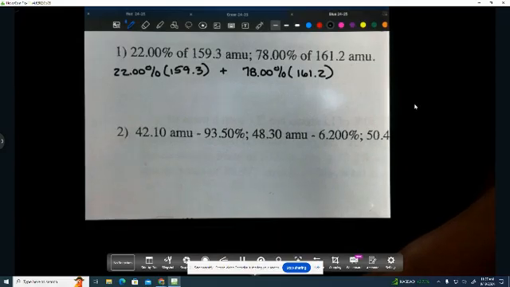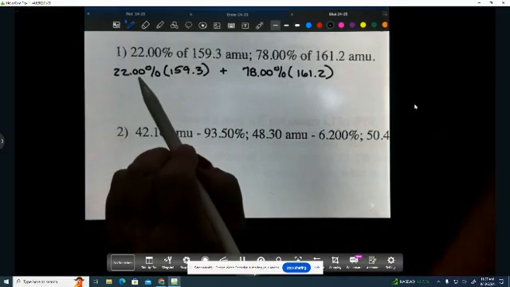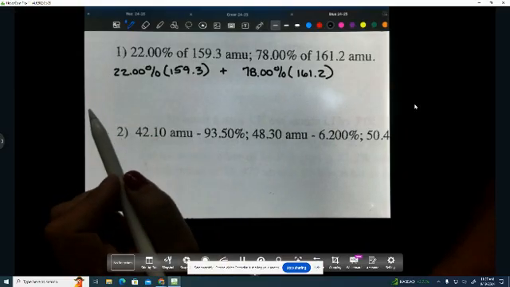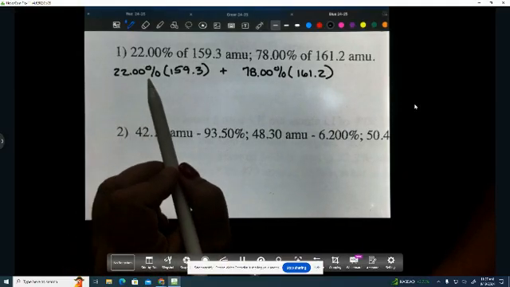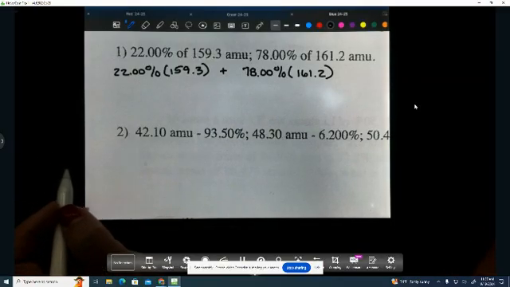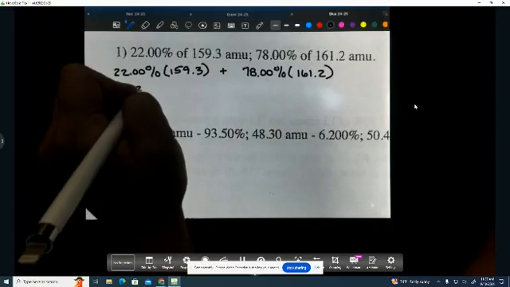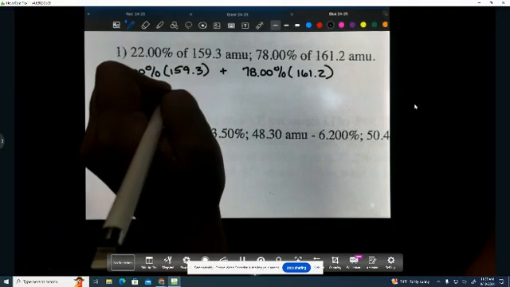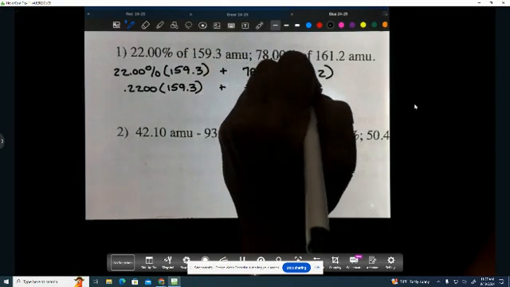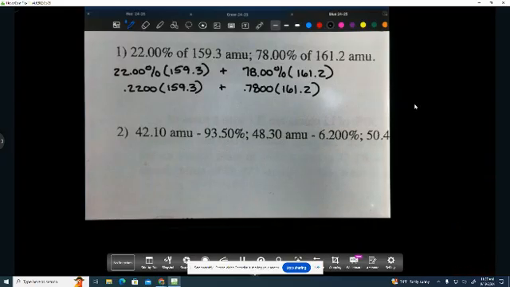Now when we actually have to do the math, we've got to change these percents to a decimal. So if we do 22%, we're going to move the decimal 2 places to the left. We're going to end up with 0.2200 times 159.3 and 0.7800 times 161.2.